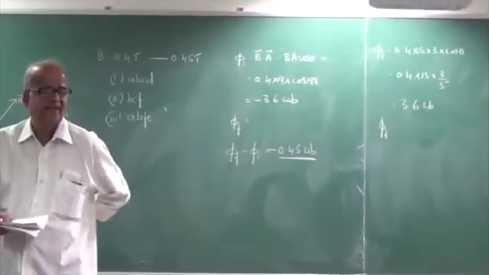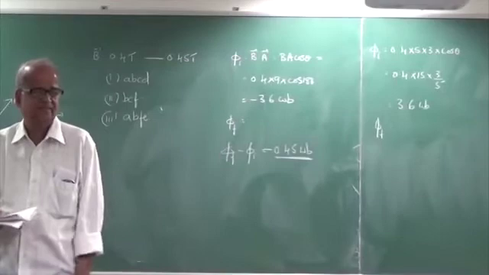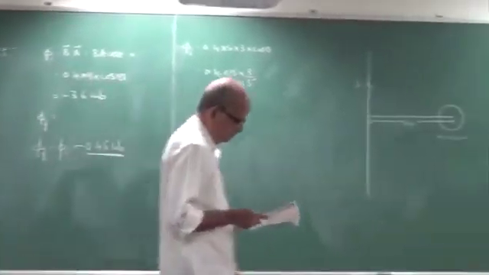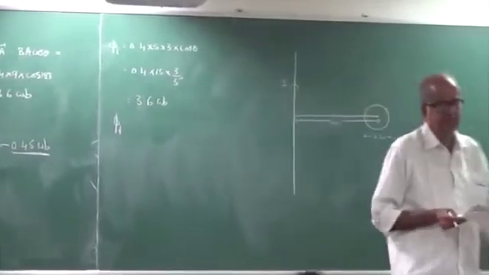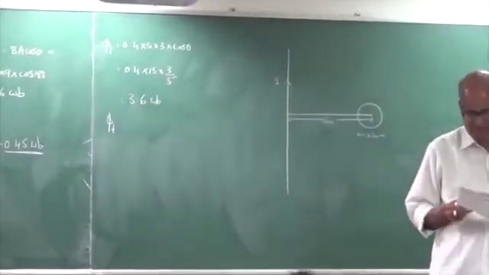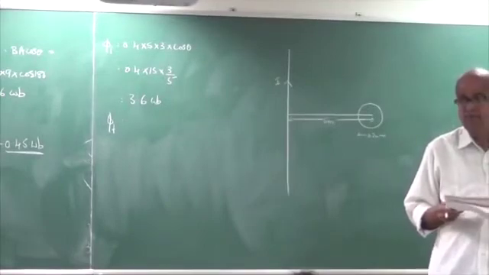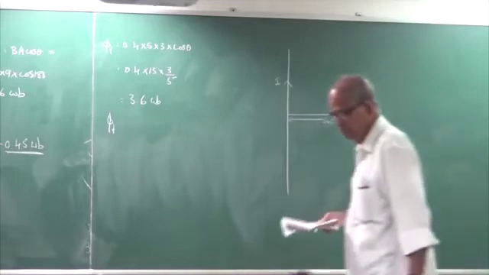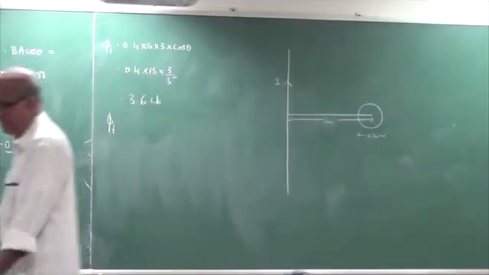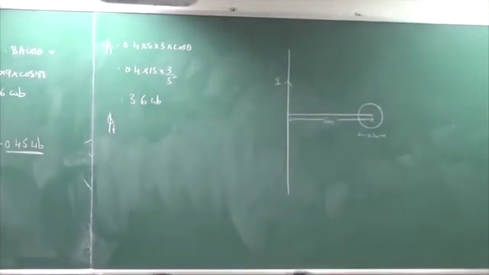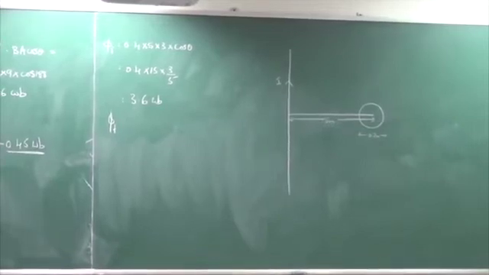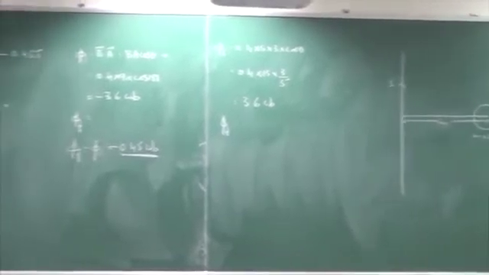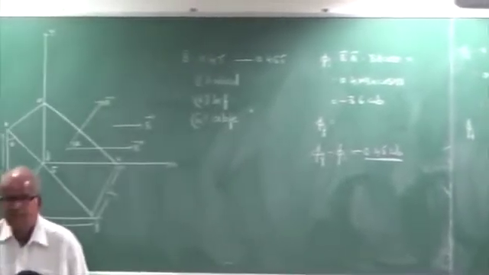B dot A is BA there, you know. What's the answer you get? Calculate it and get me the answer. Flux through the coil is?